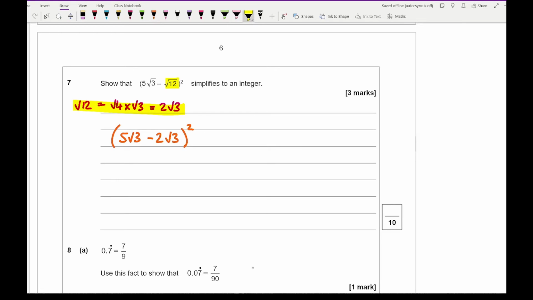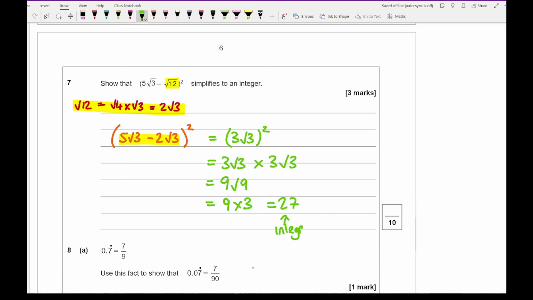Now if I then simplify the bracket, that becomes 3 root 3 squared, and then that becomes 3 root 3 times 3 root 3. Now 3 times 3 is 9, and root 3 times root 3 is root 9, which is 3, so it becomes 9 times 3, which is 27, which is an integer.